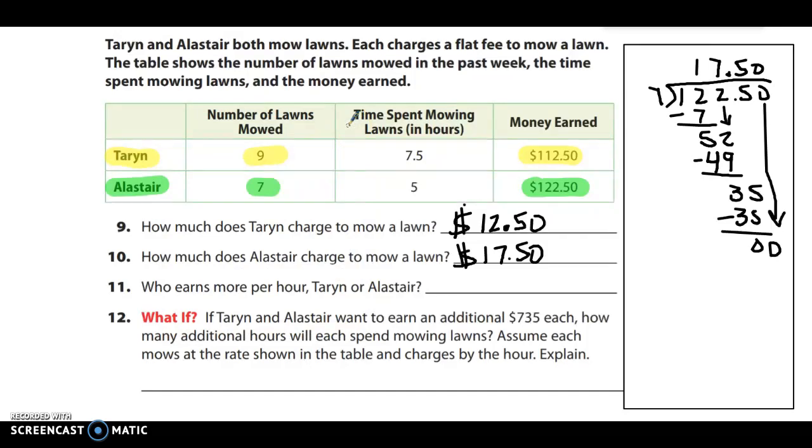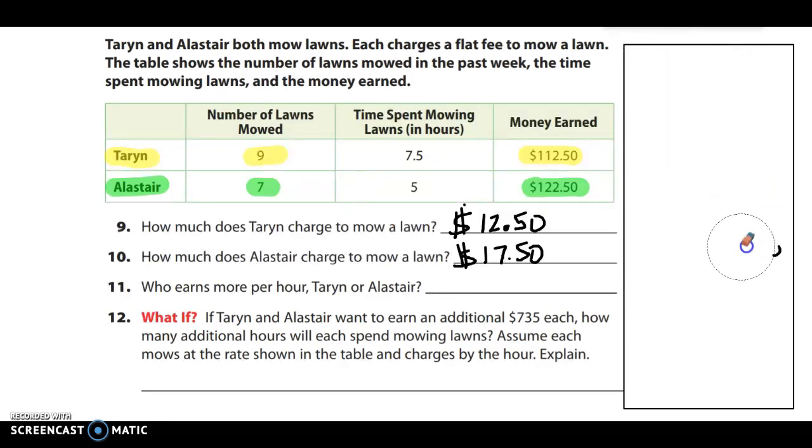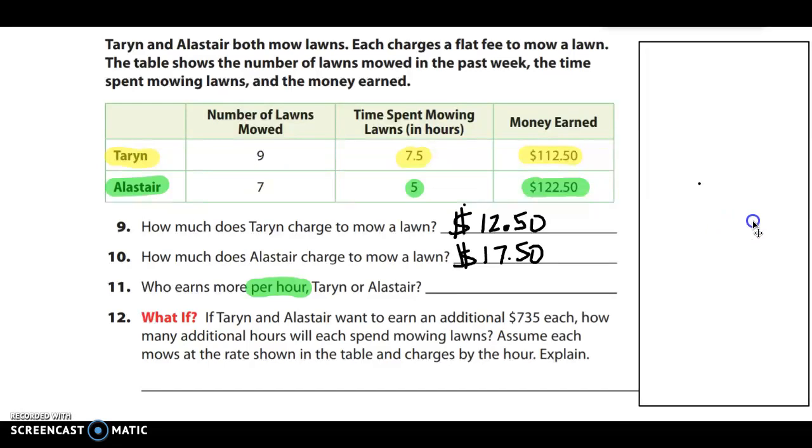All right, the next question reads, who earns more per hour, Taryn or Alistair? Now this one, really the proper way to solve it is divide, but we're dividing different things here. We have to compare Taryn and Alistair, but it says who earns more per hour. Per hour means that you would take the amount of money that they earned and then divide by not the number of lawns, but the number of hours. So for Taryn you're going to divide $112.50 by 7.5, and for Alistair you can divide $122.50 by 5. And I'll try to make enough space here.